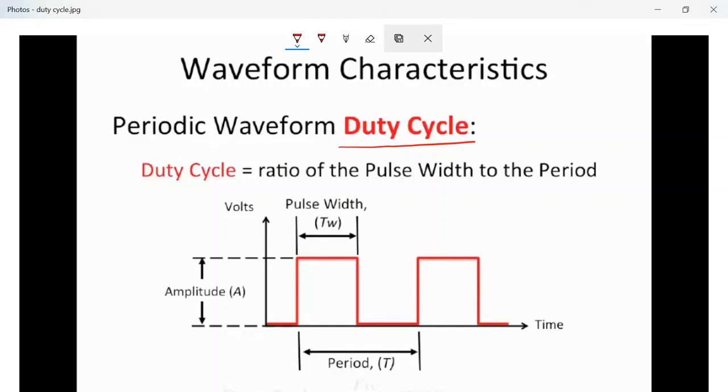Okay, now we will discuss another application of the counters. Before discussing that application, first we will discuss a few terms related to the clock cycle. As we have discussed, a clock cycle or clock signal is a square pulse. In a square pulse, there is a term called duty cycle. Duty cycle is a ratio of the pulse width to the period.